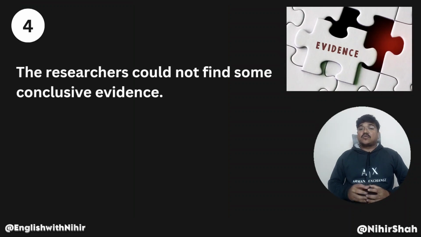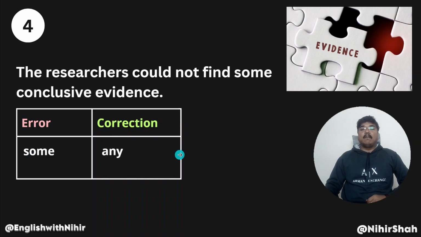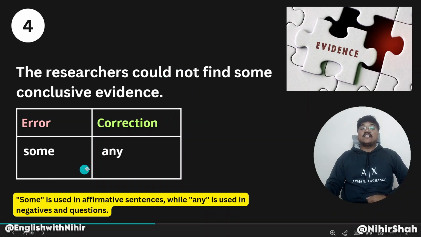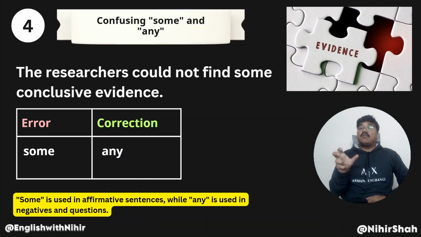The researchers could not find some conclusive evidence. Can you think about the correction required here? The correction should be, instead of some, any should come. Why? Because some is used in affirmative sentences while any is used in negative sentences and questions. Here we are talking about a negation. That's why any will come and not some. Confusing the words some and any, this is the fourth mistake.